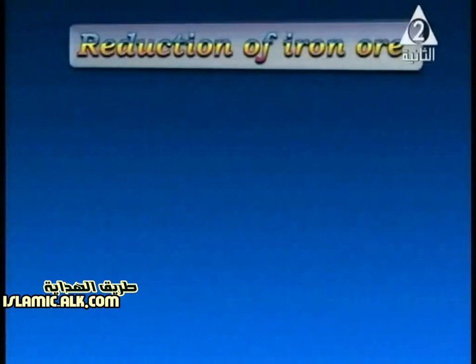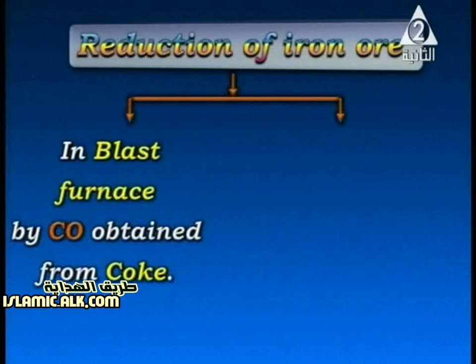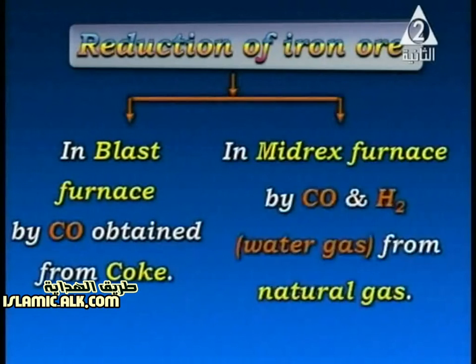Here, the reduction of iron ore takes place in 2 types of furnace. In the blast furnace, carbon monoxide obtained from coke reduces the iron ore into iron. Or, by using the midrex furnace, a mixture of carbon monoxide and hydrogen that we call water gas, which can be obtained from natural gas, reduces the iron ore into iron. My dear students, we are going to discuss each one in detail.